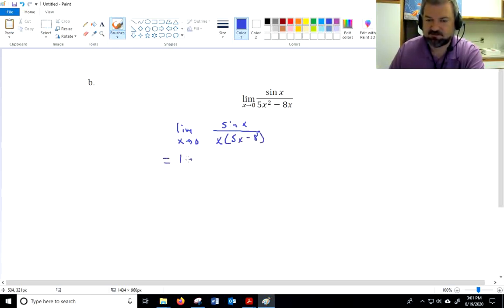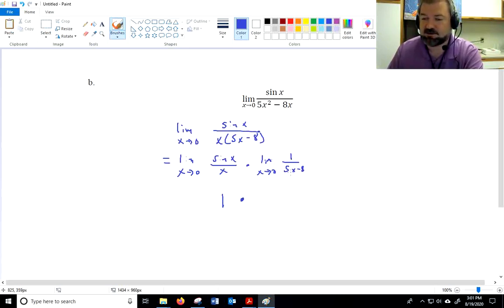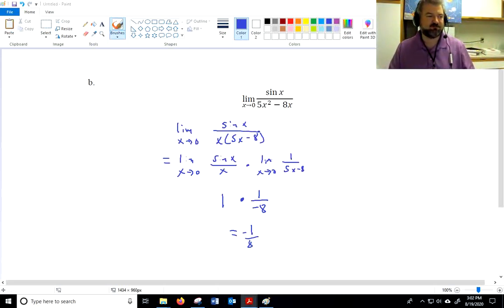And then I'll use my limit properties here. This becomes the limit of the sine of x over x times the limit as x approaches 0 of 1, because there was nothing left on top, over 5x minus 8. We know what this is. The limit as x approaches 0 of sine of x over x is 1. We have that memorized. All right, now we're going to plug in 0 for x. You get 1 over a negative 8. So our answer is simply negative 1 over 8. I can pull the negative out in front or up on top or leave it on bottom, whatever you prefer.